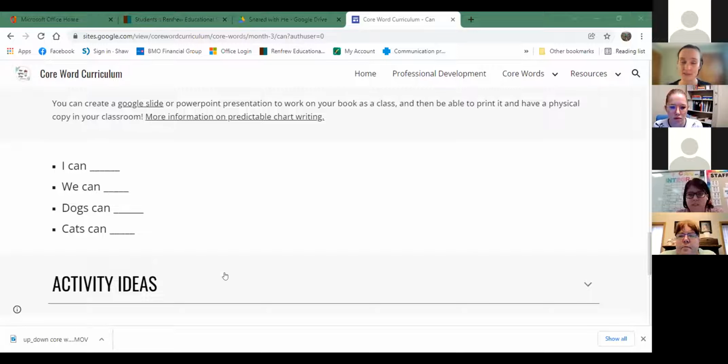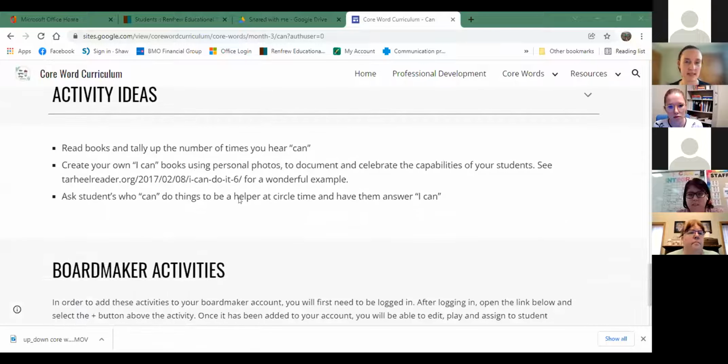But essentially it's a sentence frame where every kid gets to write the core words at the beginning of the sentence, and then they add in their own little twist. So like, what can I do? Or what can we do? And then some ideas for other follow-up activities that you can do.